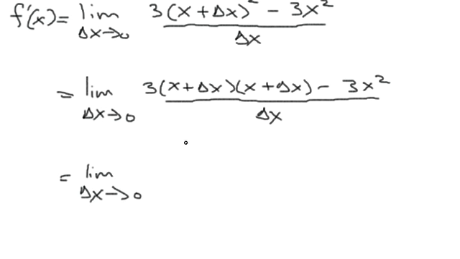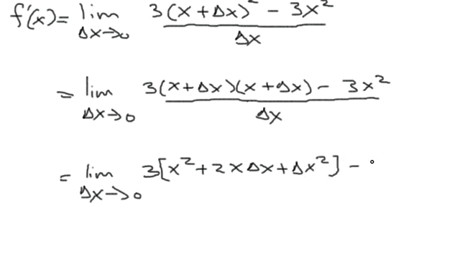So we want to multiply this stuff out, and I'm just going to leave the 3 out for right now. So x times x is x squared. Then you'd have x times delta x, and then delta x times x, so that's plus 2x delta x, and then delta x times delta x is delta x squared, minus 3x squared. That's all over delta x.